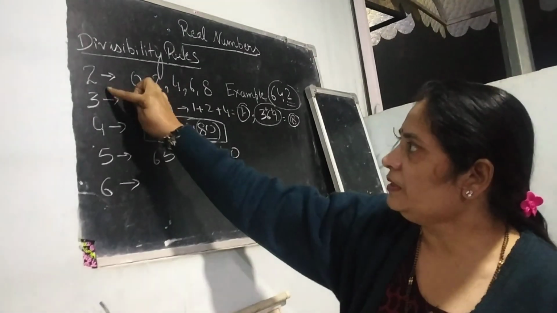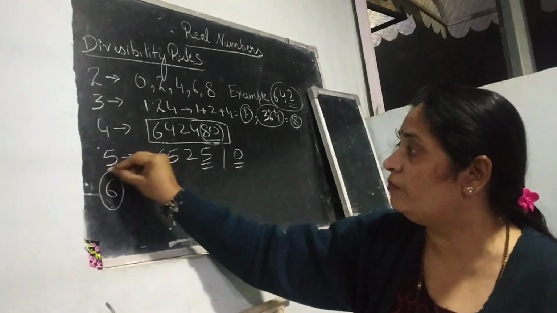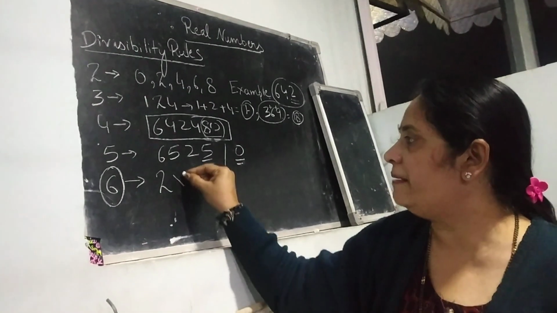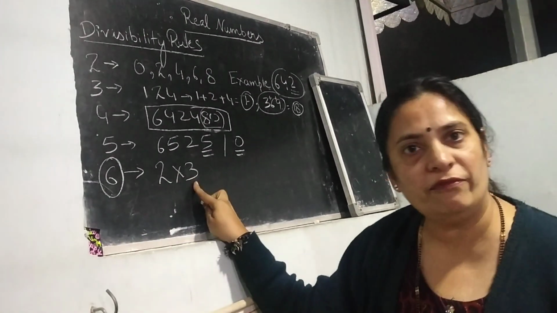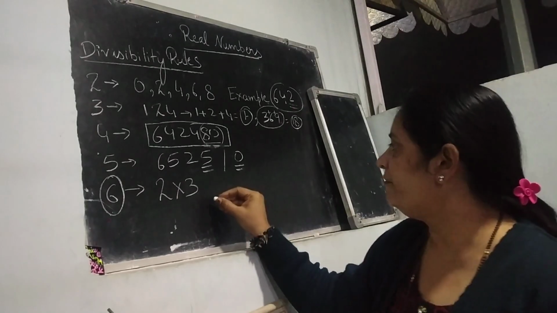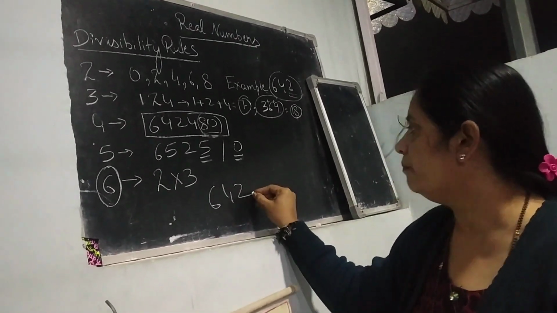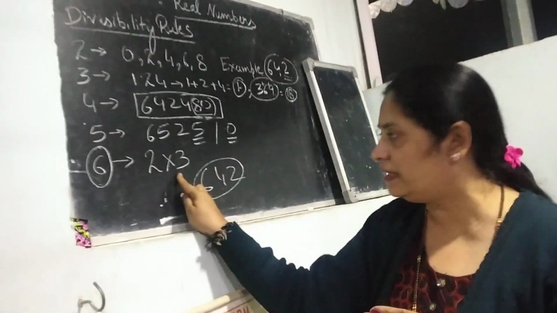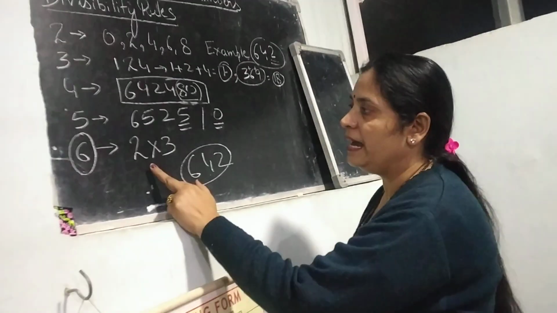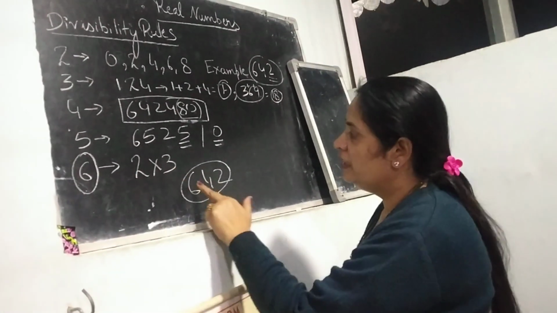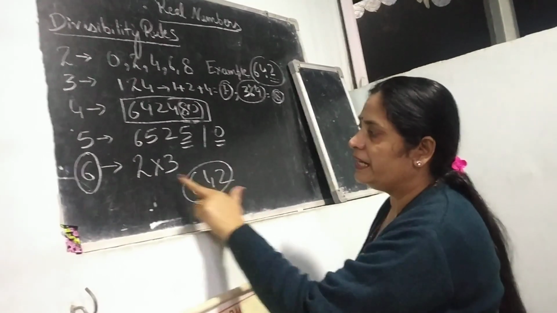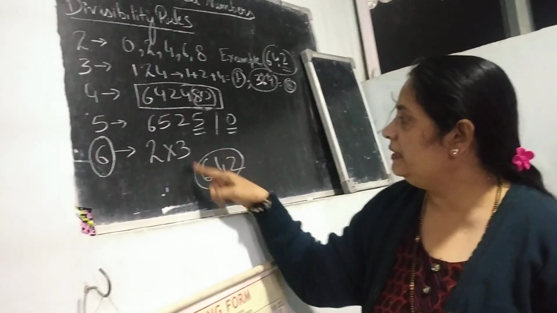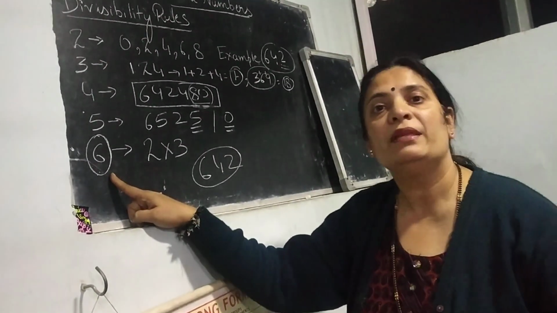Now for 6, what is the rule? Since 6 can be written as 2 multiplied by 3, that is the product of two prime numbers, if the given number like 642 is divisible by 2 as well as 3, then this whole number will be divisible by 6.